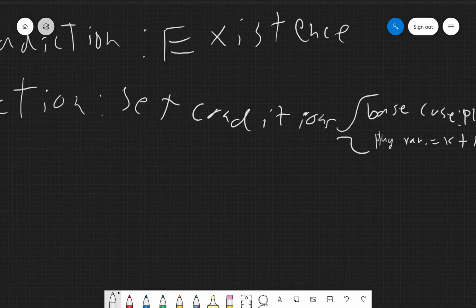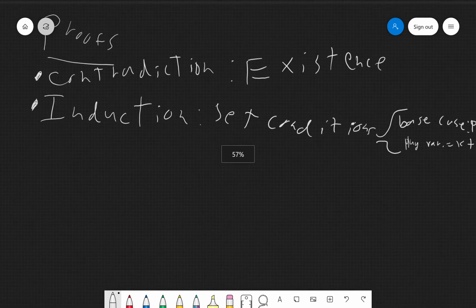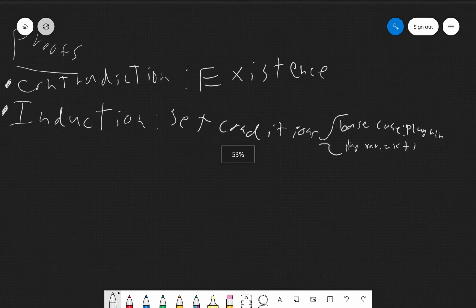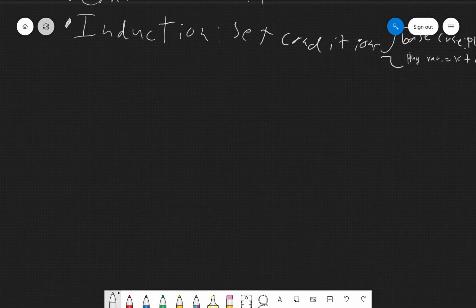If you don't understand it, hopefully you'll understand it when we do an example. But first, we have to do contradiction. So I'm going to be proving that E is irrational.